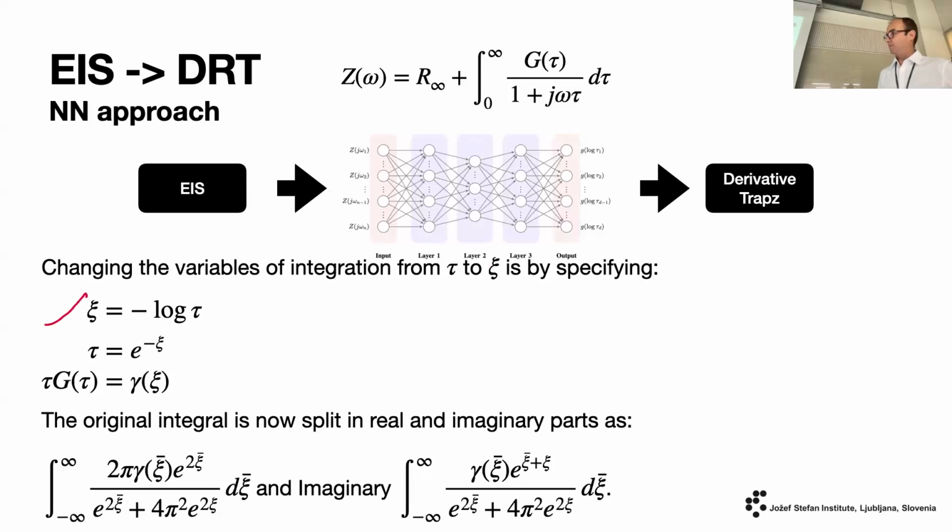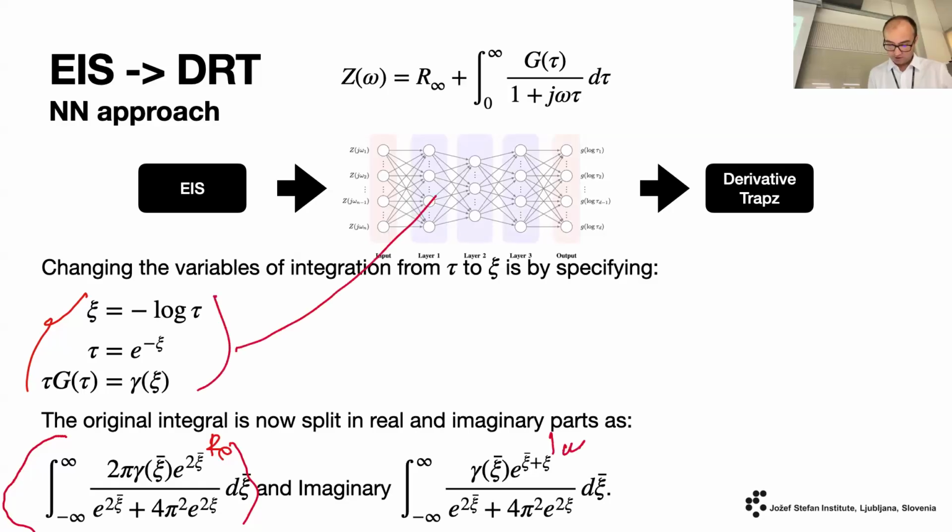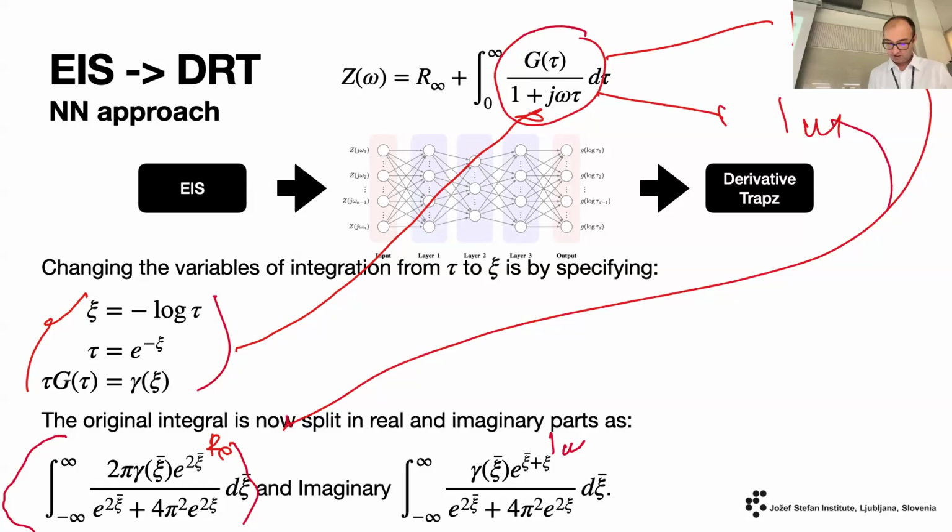These are the changes of variable we do, and the original integrals are becoming this. This is the real part, and this is the imaginary part. So this we put here, and this part we then split into real and into imaginary. This is the real, this is the imaginary. I'm not going through a derivation. I have it symbolically in the notebook. I'm going to show it to you.